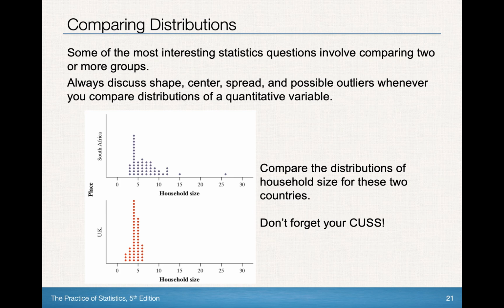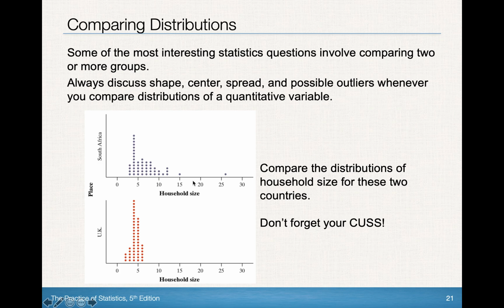I'm looking at the South Africa center. It looks like it's around 6 or 7, but definitely skewed to the right. So the center would be about 6 or 7 people, whereas in the UK it's probably between 4 and 5 people. So the center is definitely larger in South Africa than it is in the UK. Unusual features, meaning outliers. This point right here, this 26 or 27, that's definitely an outlier. That's a lot of people in one house. Even this 15 may be an outlier.